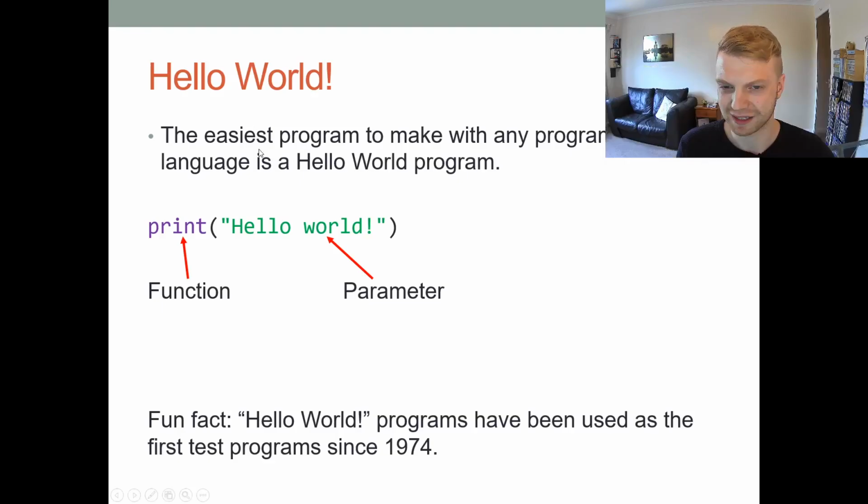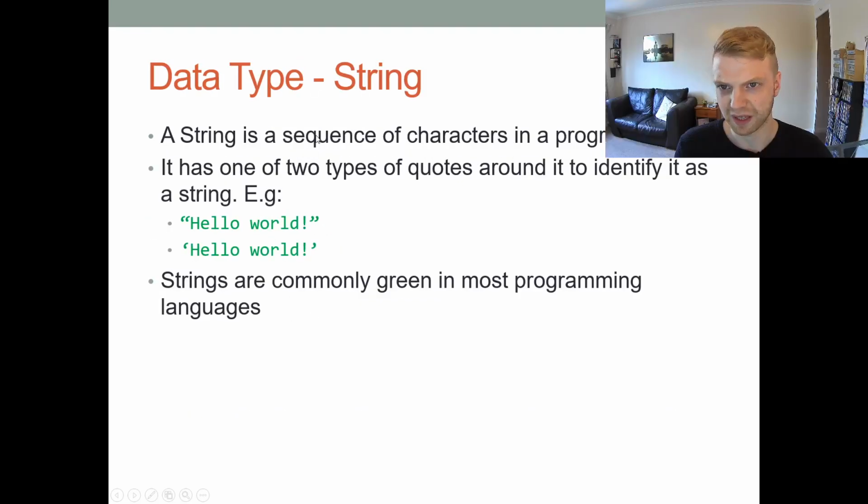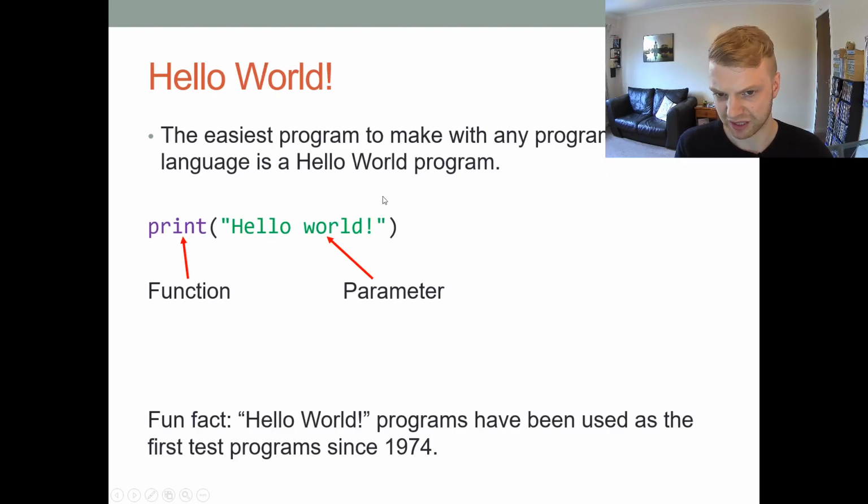So first thing, the simplest program you can do is a Hello World program. They've been using them since 1974 apparently, so Google tells me. And all you've got to do is write print Hello World. This is called a function. It's built in. Anything purple is called a function, and this little bit with the brackets is called a parameter, and you put your parameters inside functions. So we're going to put our word inside it, and it will send whatever you put in here to the screen.